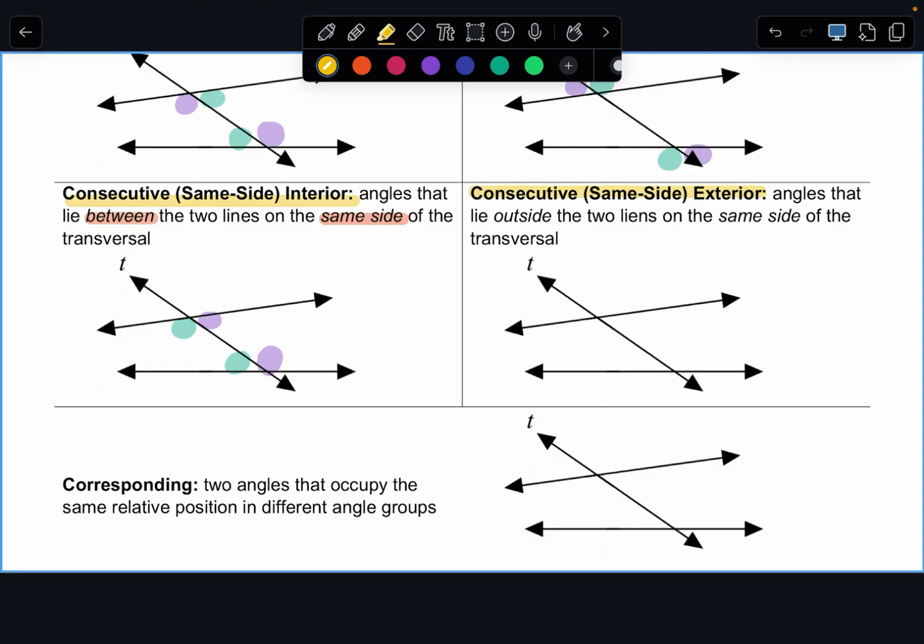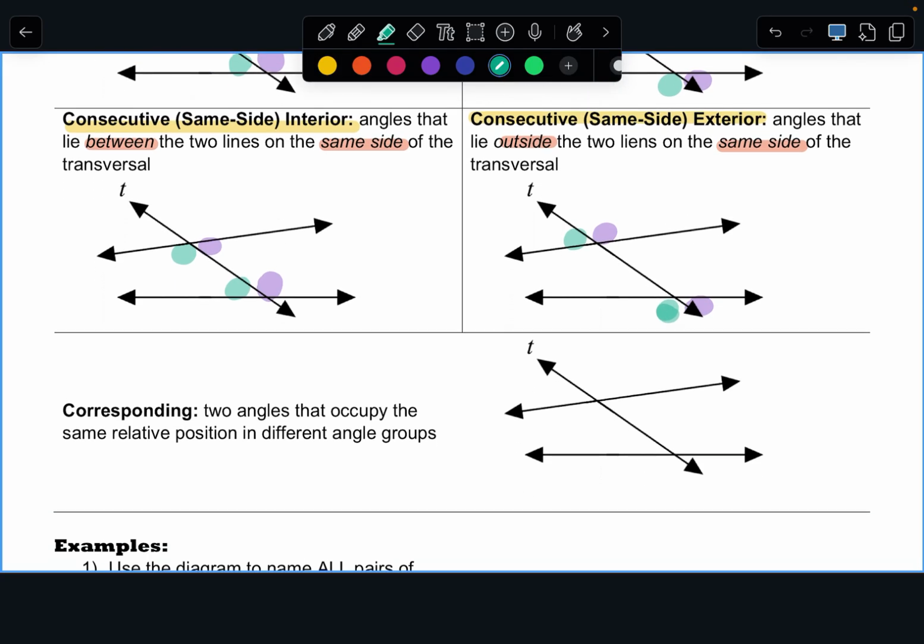And then our last one with this same naming pattern is consecutive exterior. So consecutive means same side. Exterior means outside the 2 lines. So I need an angle outside the 2 lines, and I need its friend on the same side, but outside the other line. So right down here. And the same thing for the left side. So again, the purple is a consecutive exterior angle pair.